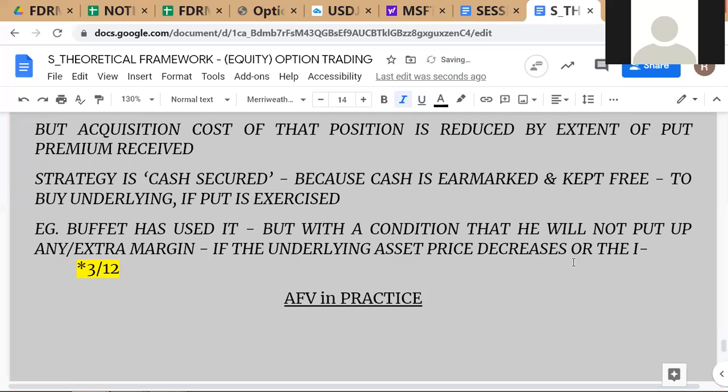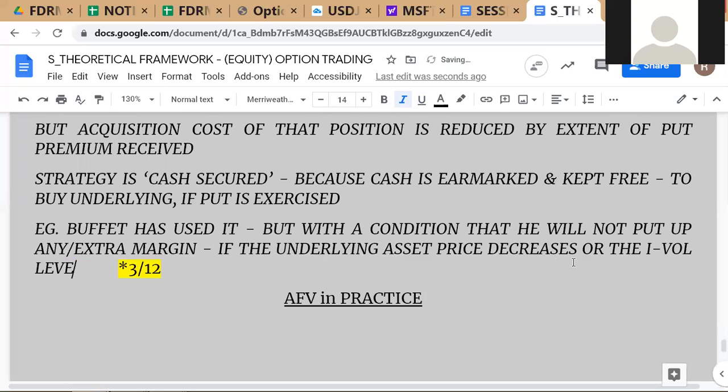the IV levels increase. Okay, so remember that if you sell a put, that put could go up in value even if the underlying asset price does not decrease. If the IV levels increase, then the put can go up in value.